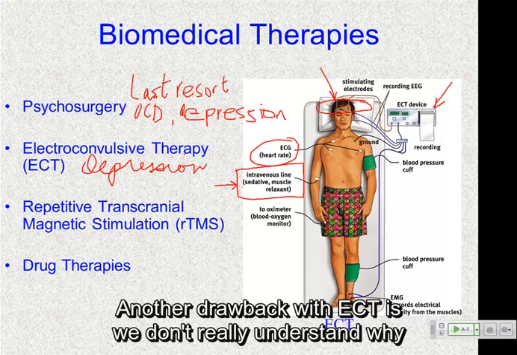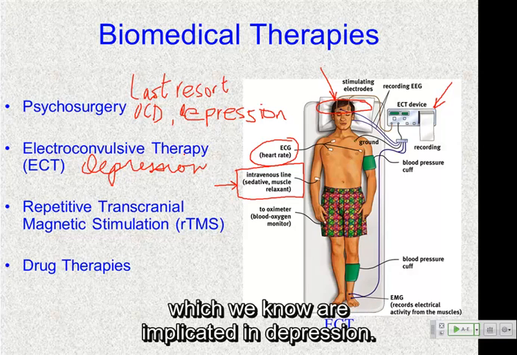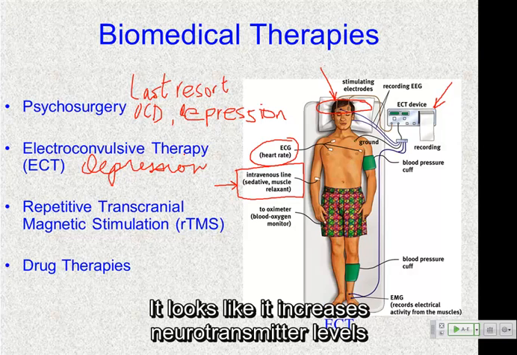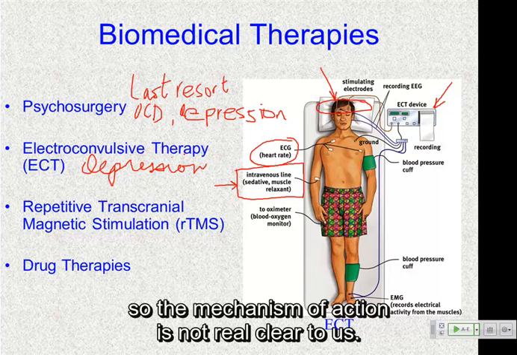Another drawback with ECT is we don't really understand why it works. It's not like it specifically increases serotonin levels, right, which we know are implicated in depression. It looks like it increases neurotransmitter levels across a number of different neurotransmitter systems. So the mechanism of action is not real clear to us.